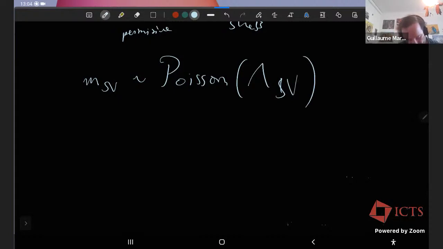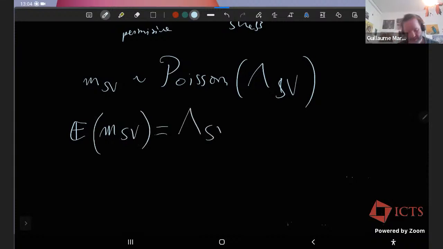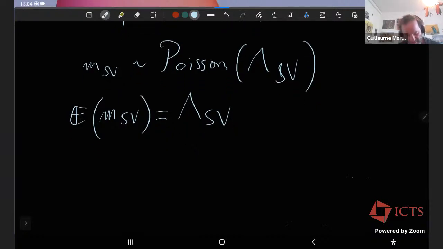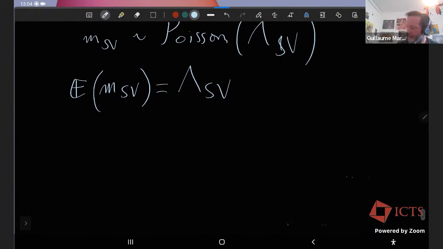And because of that, we know that the expected number is going to be this rate, because that's a property of the Poisson. So by properties of mutation being rare, we're going to assume a Poisson number of lineages able to do a rescue. By the Poisson property, the expected number is going to be lambda SV. I have to skip this computation, because otherwise I won't be able to talk about the rest.